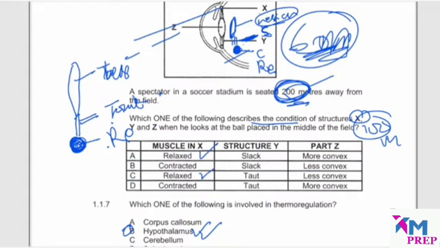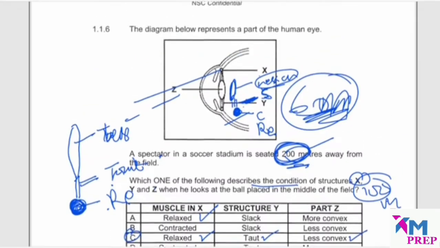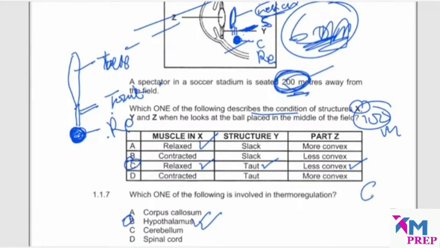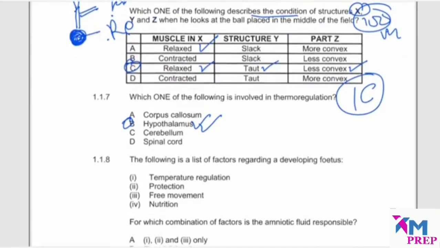All right. The tension on the lens must increase. The suspensory ligaments must become taut, meaning that it's taut, and then the tension on the lens must increase, meaning that the lens becomes less convex, which is C. So 1.16 becomes C. Thank you so much.